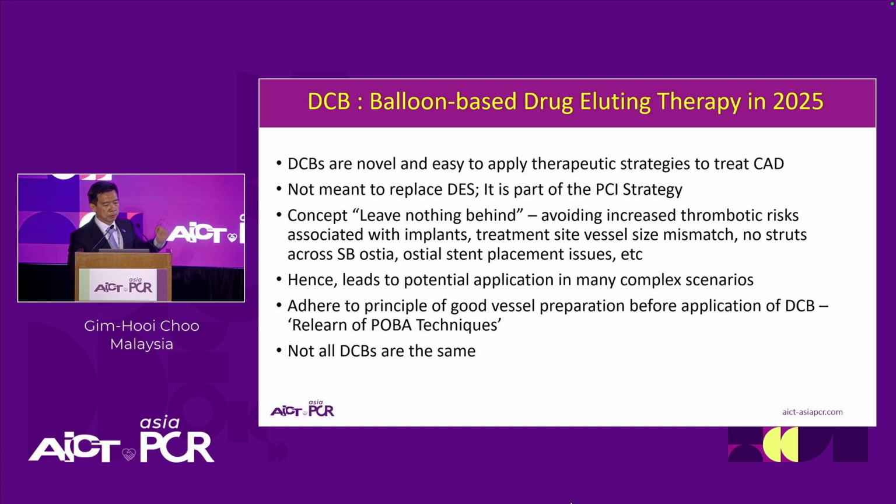This may be the main important summary slide. DCBs today are very easy to apply, and it's never meant to replace DES. It should be part of our PCI strategy. The concept of leave nothing behind is actually great because we don't have issues to deal with in terms of the metal implant. Therefore, we can think about DCB to be used in many complex scenarios. As long as you go according to the rules, with good preparation of the vessel, you can apply the DCB. But we have to relearn what we learned many years ago, how to do a good balloon angioplasty.